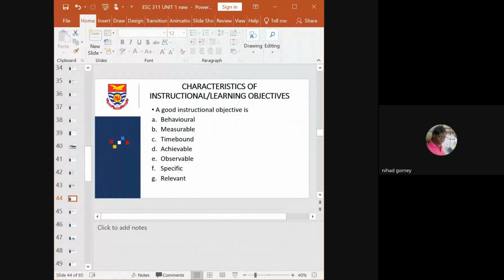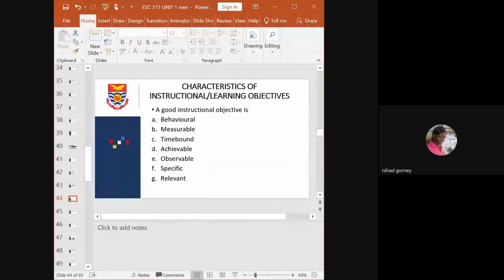For us to be able to write a very good instructional or learning objective, it must have these characteristics. So a good instructional objective should have the behavior in there, should be measurable. It should be something that we can actually measure. It should be time bound. Now go back to the measurable. So that is why when you say a student will be able to know, we can't measure knowing. How do we measure knowing? That is why we don't use know, but we want to use a verb that will show that actually we can measure it.